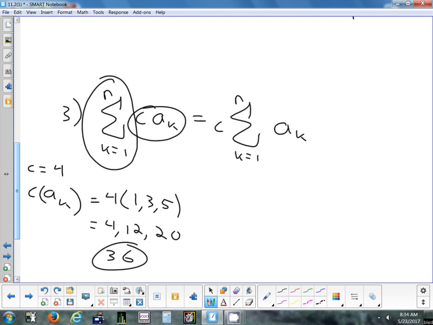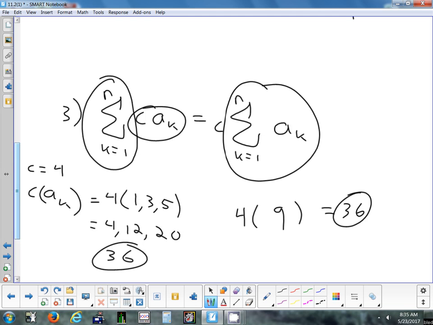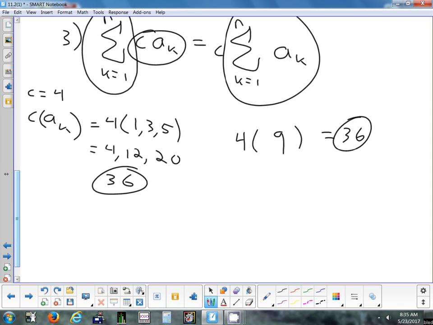Now let's try it this way. This way, the first thing I'm going to do is I'm going to add up everything in A sub k first. So my constant is 4. And what do you get if you add up everything in A sub k? 1 plus 3 plus 5. 9. And then if you do 4 times 9, you get 36. I like it the second way. I think that's quicker because doing it the first way, you have to multiply every number. Doing it the second way, you add them up and then you just multiply one time. And I think adding is quicker than multiplying, but it turns out the same. Okay, any questions on that?